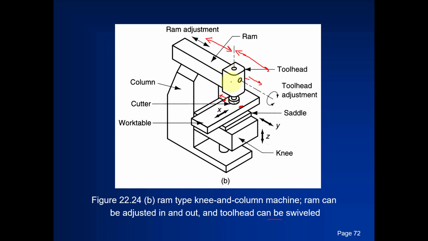Also, the head can be swiveled. It means that the head can be rotated. It can be rotated like this or this. So it means that the cutting tool or the miller cutter can be at a certain angle. So this type of machine is known as a ram type knee and column milling machine.